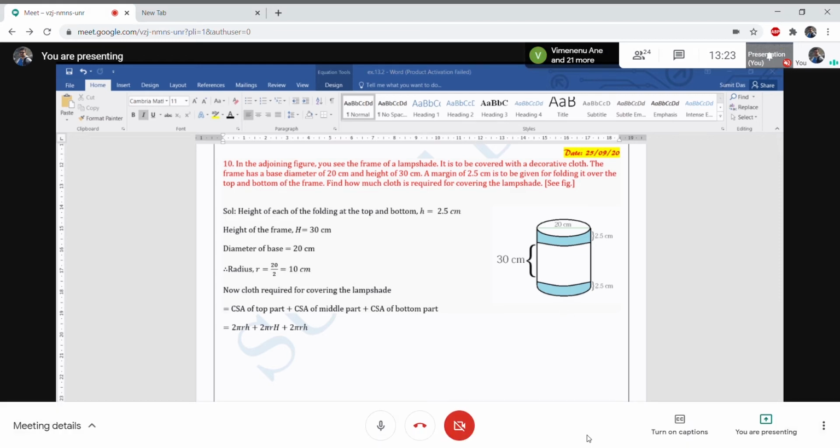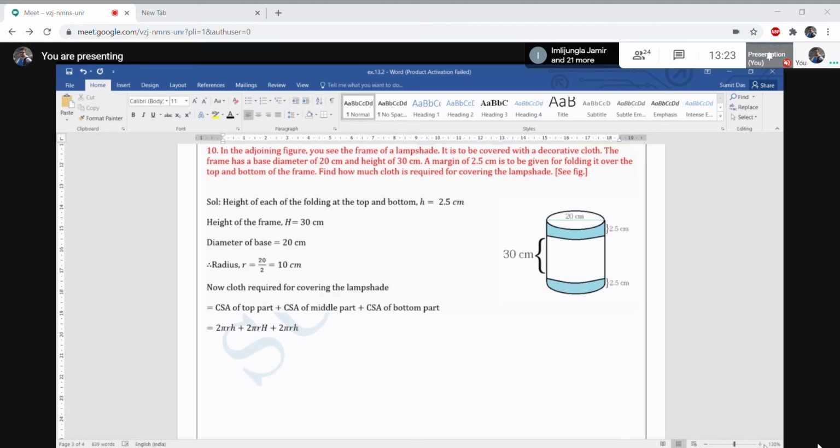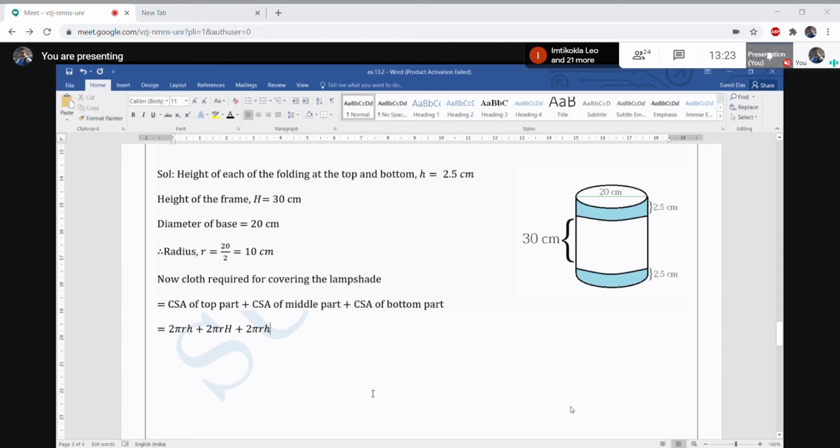So now we have to find the CSA. Look here, we have to find CSA because we have to cover the lamp only. We will not cover the top and bottom. So we have to find the CSA of this white part, the CSA of this blue color part, and the CSA of this bottom blue color part. So we write CSA of top part, CSA of middle part, and CSA of the bottom part. The CSA formula we know is 2 pi r h. I hope all of you remember the formula 2 pi r h.